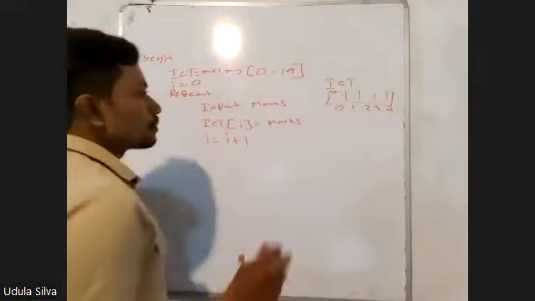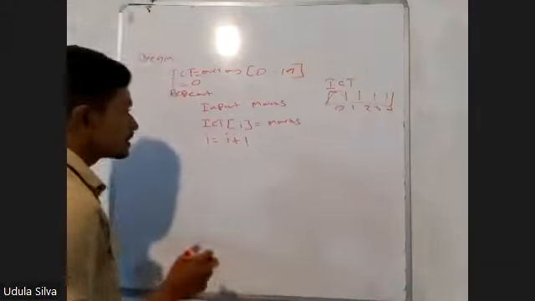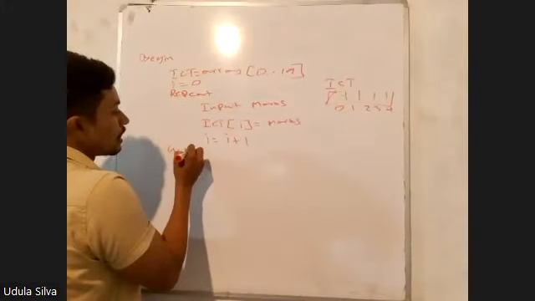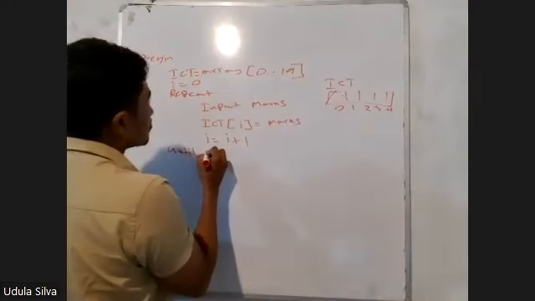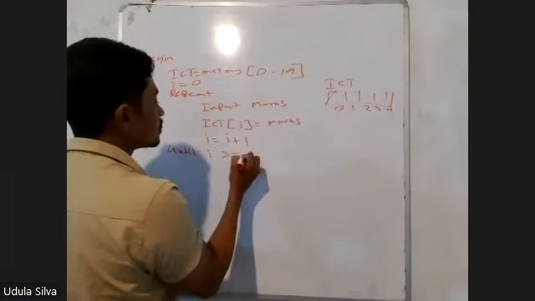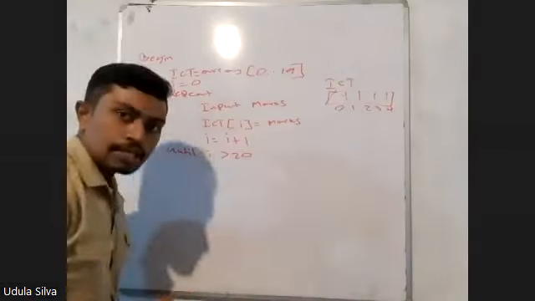Okay, now my repetition is over. Then what comes next? Until what? I greater than 20. Until I greater than 20.